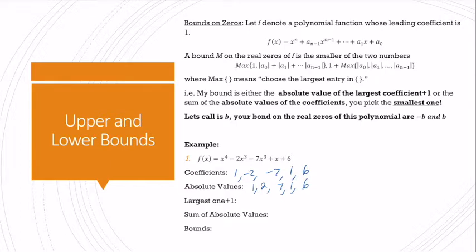My largest absolute value is 7, so 7 plus 1 is 8. And the sum of my absolute values is 1 and 2, which is 3, plus 7, which is 10, plus 1 is 11, plus 6, which is 17. So I pick the smallest of the two, which is going to be 8. So my bound on my real zeros is going to be from -8 to +8. So I won't have a 0 below -8, and I won't have a 0 above 8.